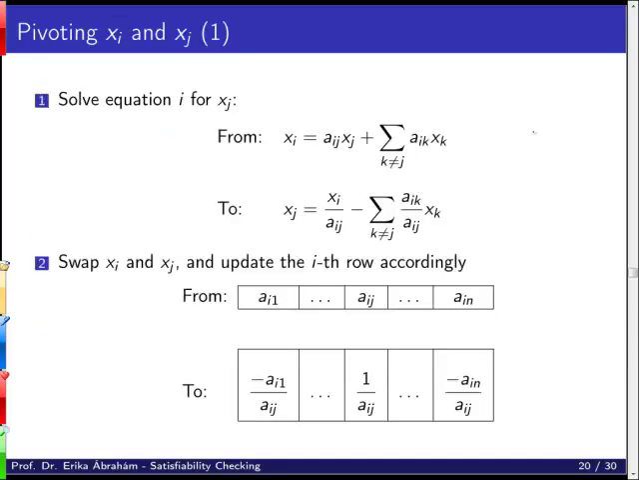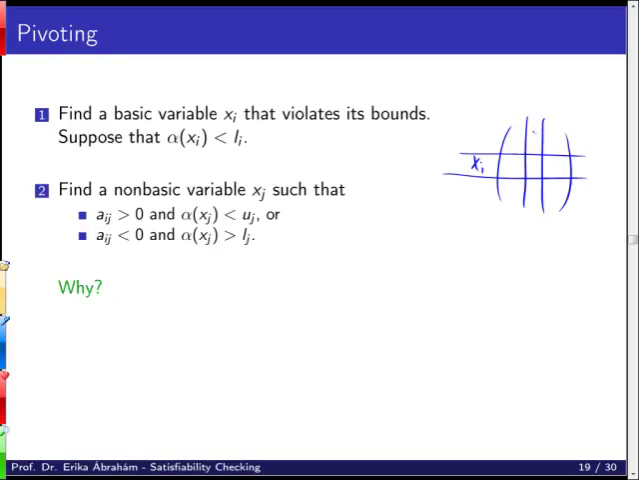How did I do this? Sorry. I will search for xj such that either this coefficient aij is larger than 0. If this is the case, I want to make xi larger. So if this coefficient is positive, then I also have to increase the value of xj in order to keep the equation valid. So that's why in this case, the value of xj must not be at its upper bound.